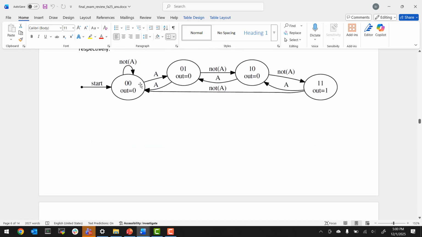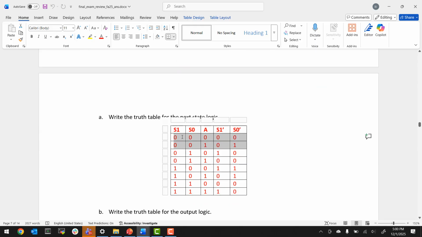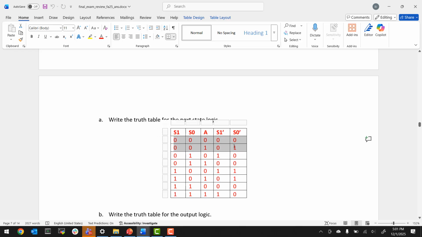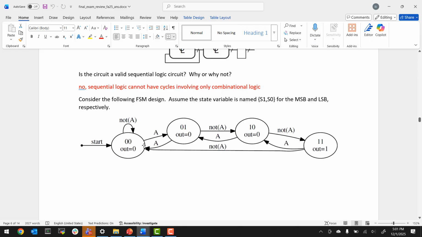Because the state encoding is 0, 0, these first two rows are where I'm starting from 0, 0, and there's also input A. That's why there are two rows. There's one state, 0, 0, but A can be 0 or 1. Based on that, I can decide which state I'm going to, which is the next S. So I'm either looping back to 0, 0, or I'm going to 0, 1. So that's these two transitions. The first two rows of the truth table are basically that transition and that transition.